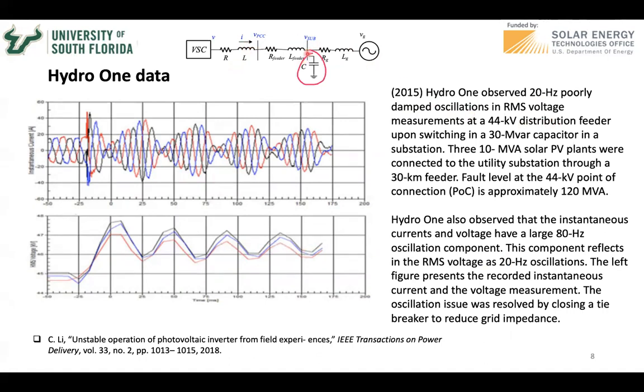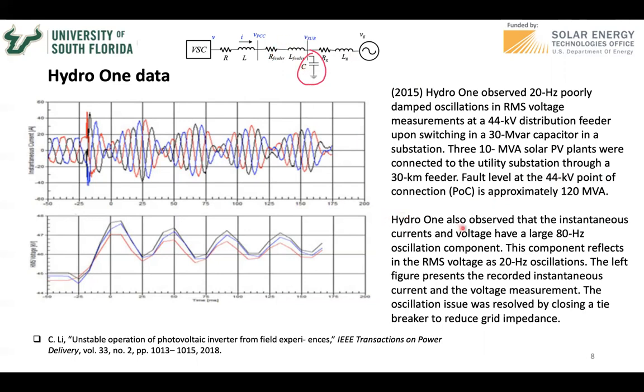The system is a 44 kV distribution feeder. At a substation, it is connected to a 30 MVA capacitor. The capacitor in the morning will be energized, switched in. And at that site, there is a total 30 MVA solar PV plant connected. There's a tube filter, and a feeder about 30 kilometer length. At the PCC here, the approximate fault level is 120 MVA. So based on those, you can set up the entire system's parameters using per unit values.